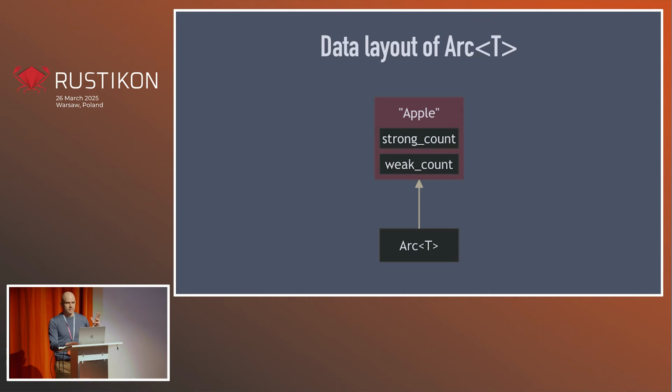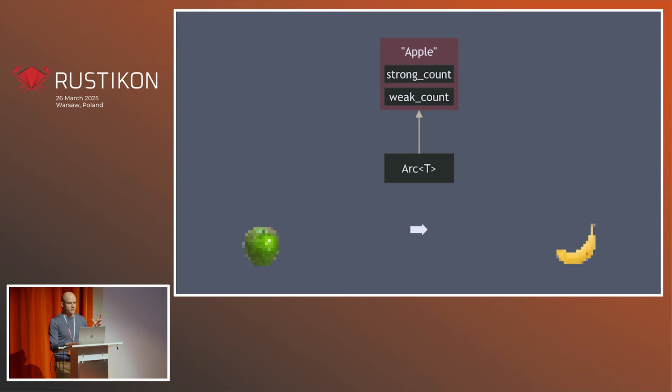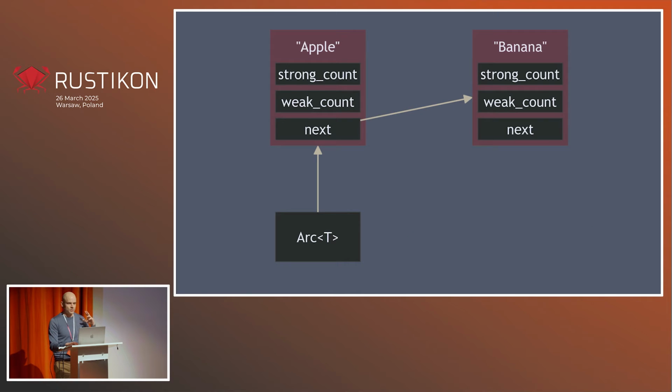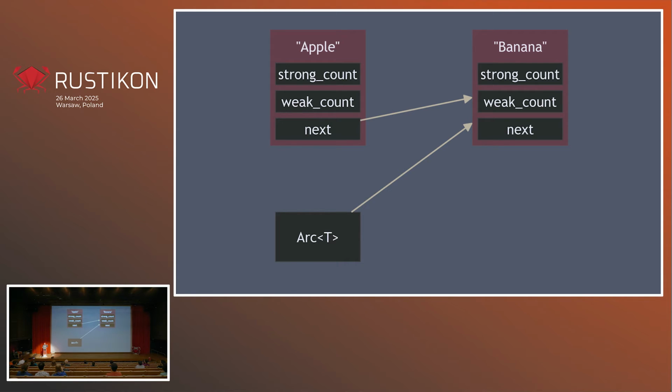So let's look at the data layout of an Arc. It's just a heap block with two counters and your inner value, an apple in this case. And now we want to change the apple to a banana, from A to B, right? And what if we could add a next pointer to the heap block of the apple? And then when we want to update the value to banana, we just point the next pointer at the banana. And the next time the Arc is dereferenced, it can notice that the next pointer is no longer null, can follow the next pointer, and it's pointing to banana, and then presumably we do some reference counting magic to be able to deallocate the apple.